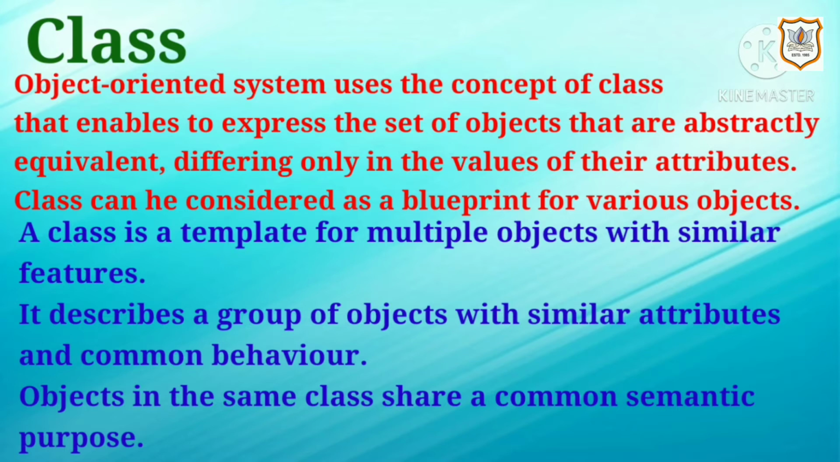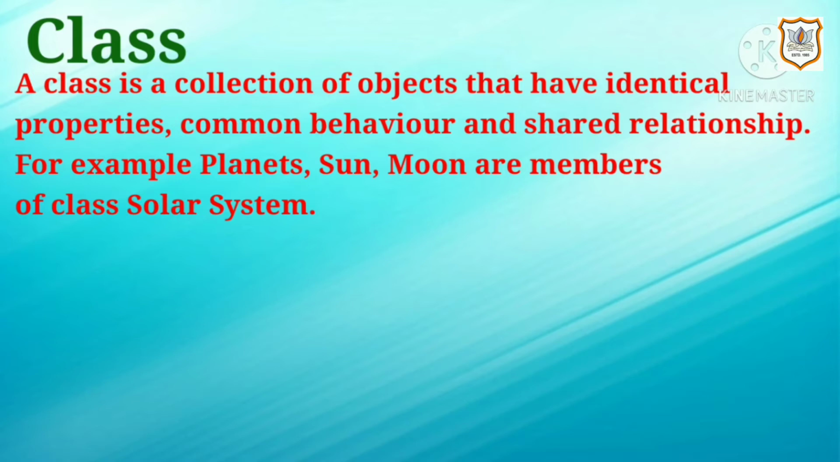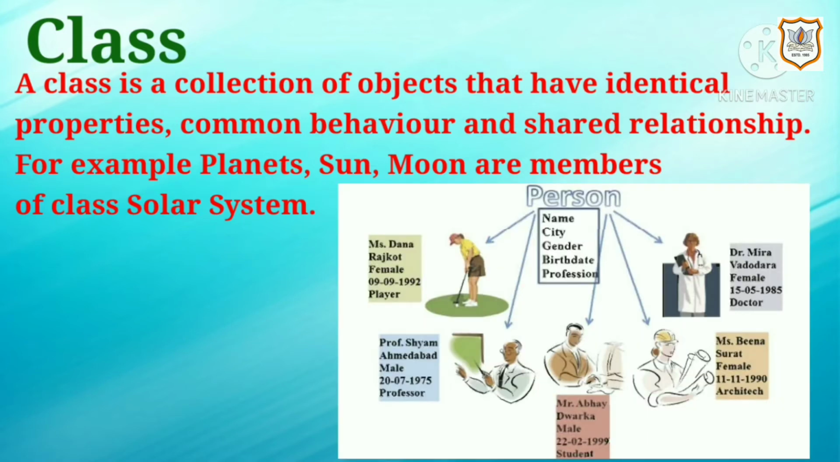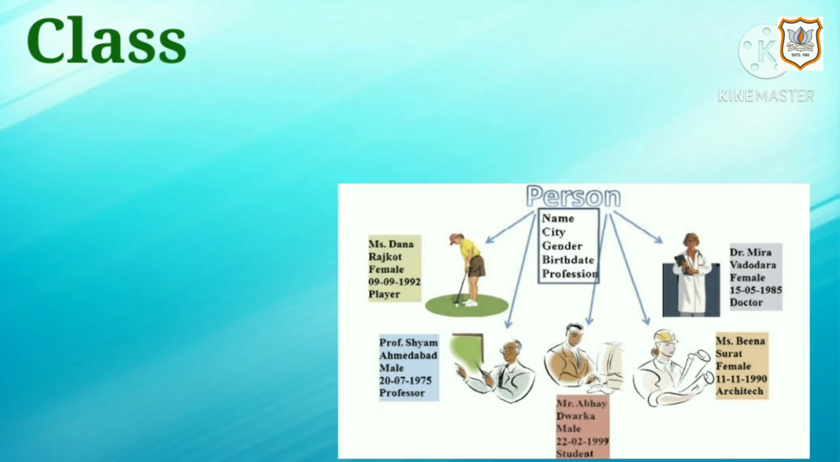It describes a group of objects with similar attributes and common behavior. Objects in the same class share a common semantic purpose. A class is a collection of objects that have identical properties, common behavior, and shared relationship. For example, planets, sun, moon are members of a class solar system. The other example is we have a class named person, describing common attributes and behavior of all persons. Individual persons are then objects and are identified by the state, that is the value of their attributes.